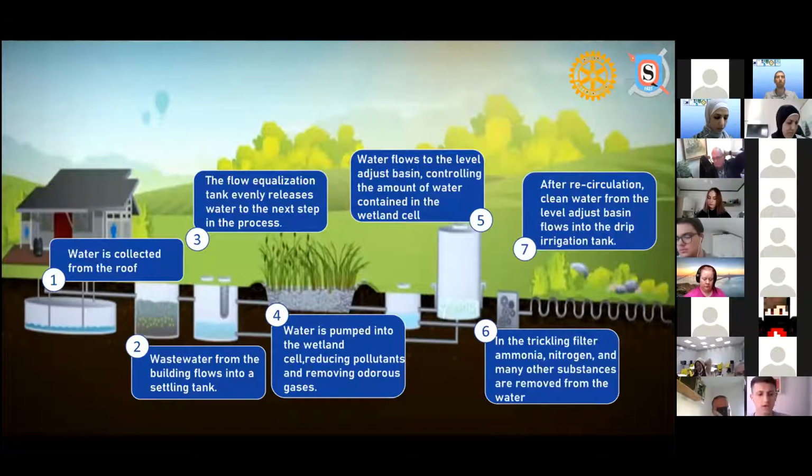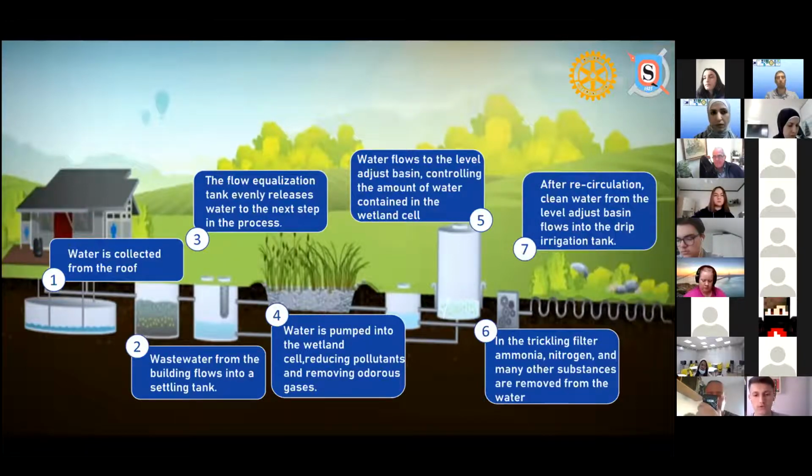What it does is that it evenly releases water to the next process, which is the main one. It is the wetland cell. So in this wetland cell, there are bacteria growing in the roots of the plants that clean the water from the pollutants and odorous gases.